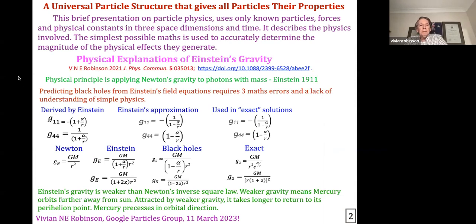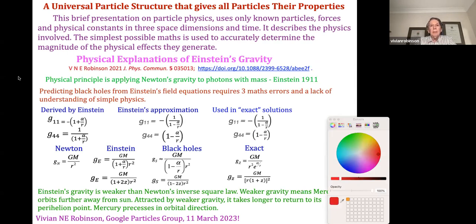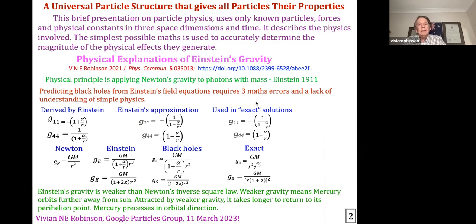And the physical principle that Einstein used was that he applied Newton's gravity to photons that had mass. That was a paper he wrote in 1911. In 1916, in his foundations paper, he developed a whole lot of field equations. People who solved those field equations believed that they predict black holes. Einstein didn't believe in them. And when you go through his mathematics carefully, you can find that in order to derive black holes, they needed to make three mass errors and not understand some simple physics.